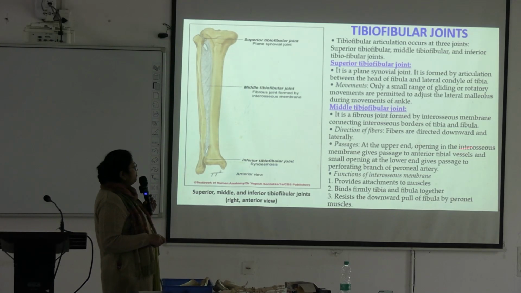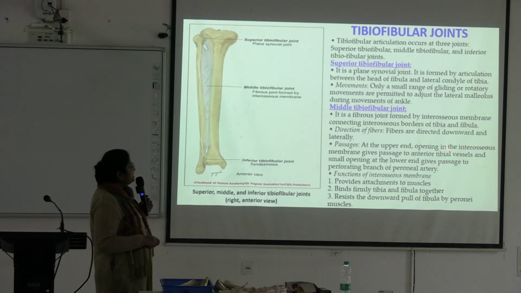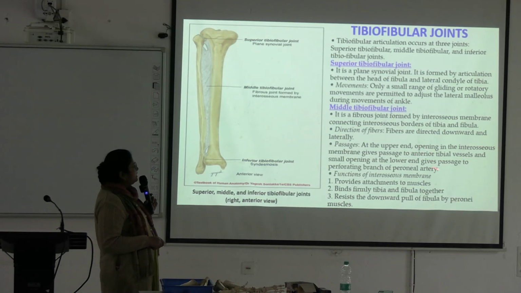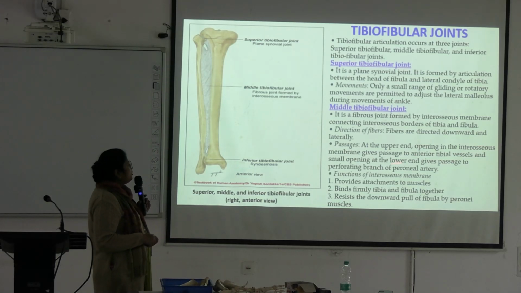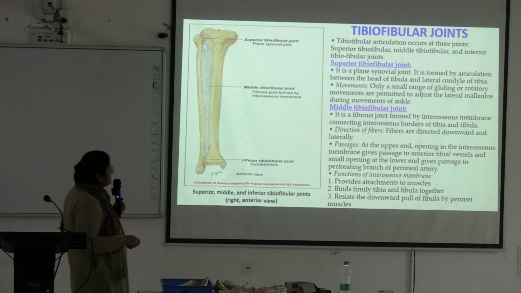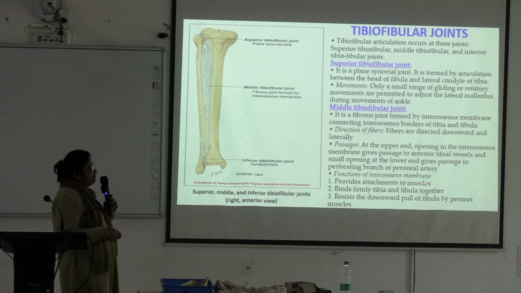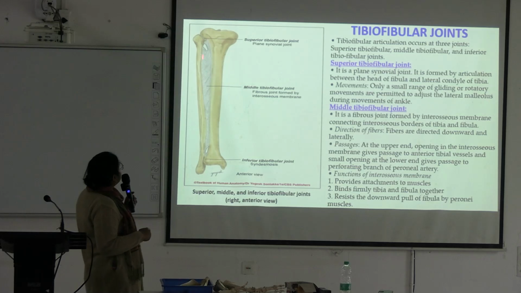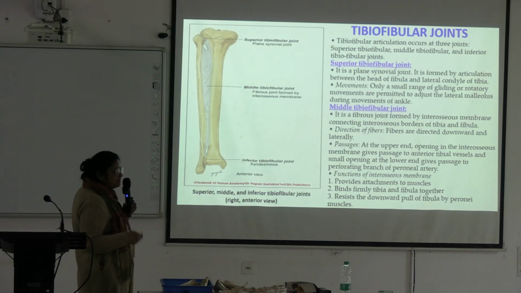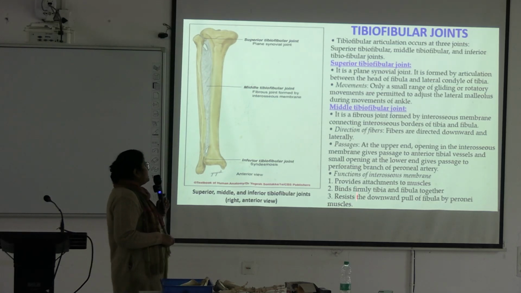At the upper end, an opening in the interosseous membrane gives passage to the anterior tibial vessels, and a small opening at the lower end gives passage to the perforating branch of the peroneal artery. Okay. So these are the passages, and these are the structures passing through them. So what is the function of the interosseous membrane?